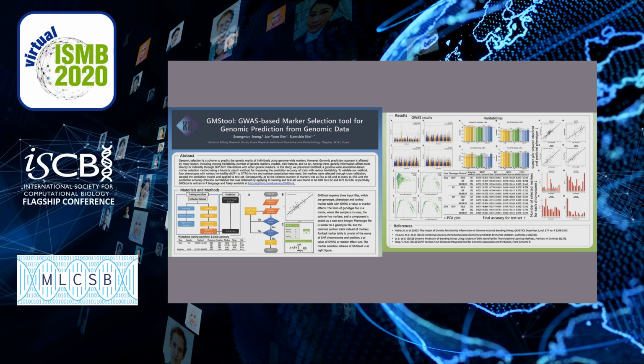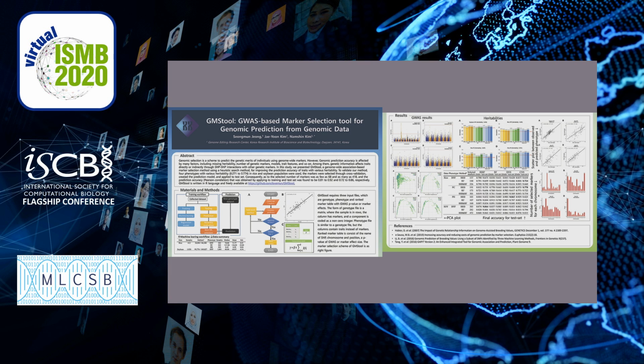My presentation title is GMStool, a GWAS-based marker selection tool for genomic selection from genomic data. Genomic selection is to predict phenotype from genotype information. There have been many approaches to achieve this goal, and what we have found is that if you select optimal markers, we can predict more exactly.